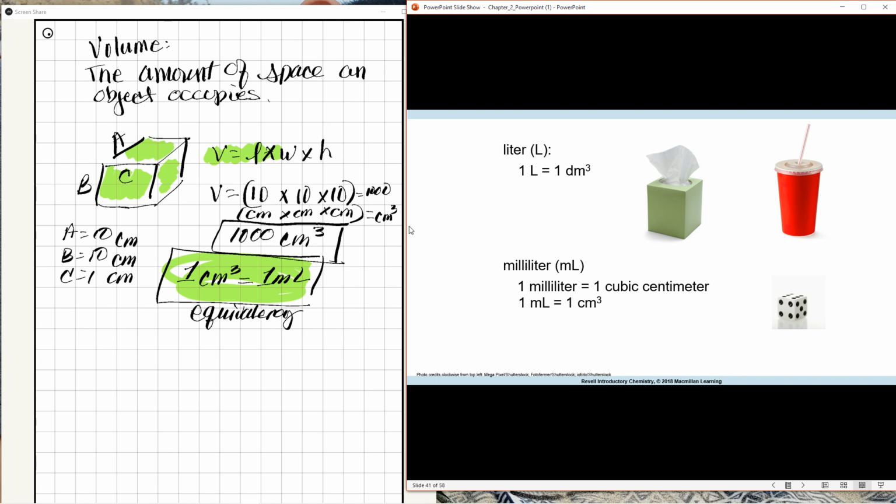Other unit conversions to look at. I gave you 1 milliliter is equal to 1 centimeter cubed. What about if you had a liter? Well, 1 liter is equal to 1 decimeter cubed. Decimeter cubed sounds a little bit weird, but yeah, this is like 1 liter here. This is 1 decimeter cubed.